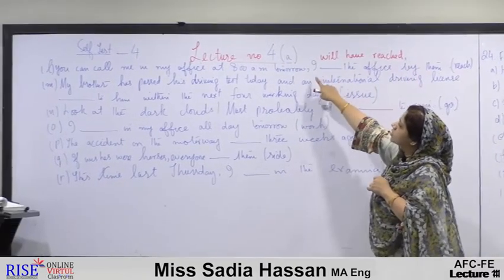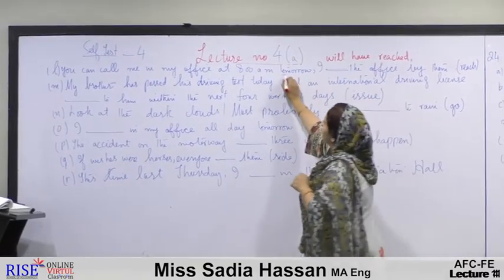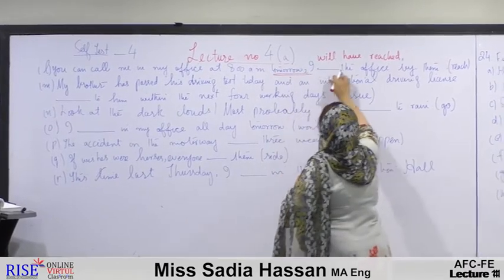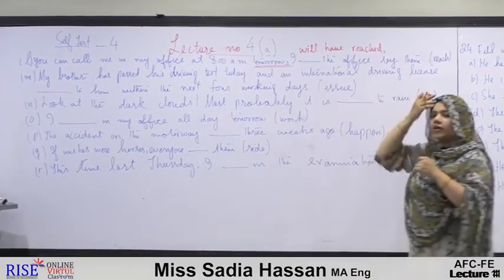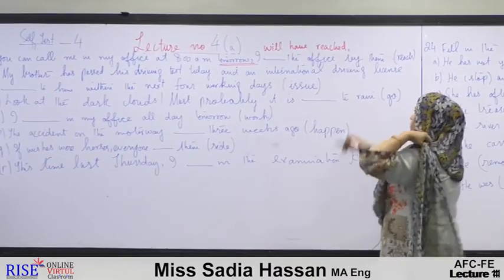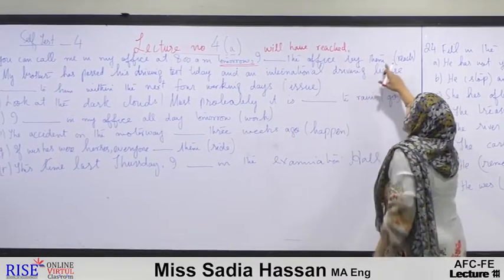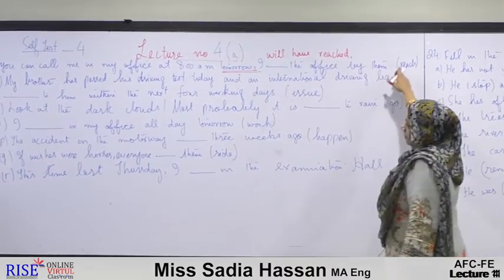What have I used, and why? Because tomorrow is there. So the adverb of tomorrow is there. So what I am doing, I am using will. He will have reached the office by then.